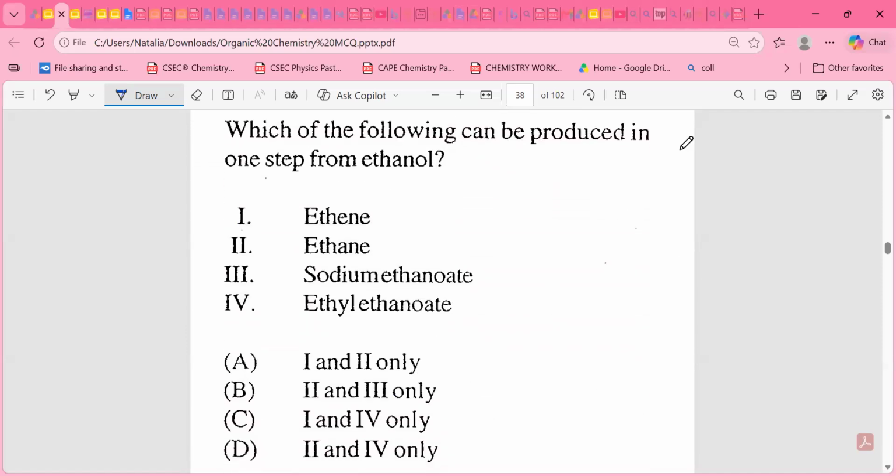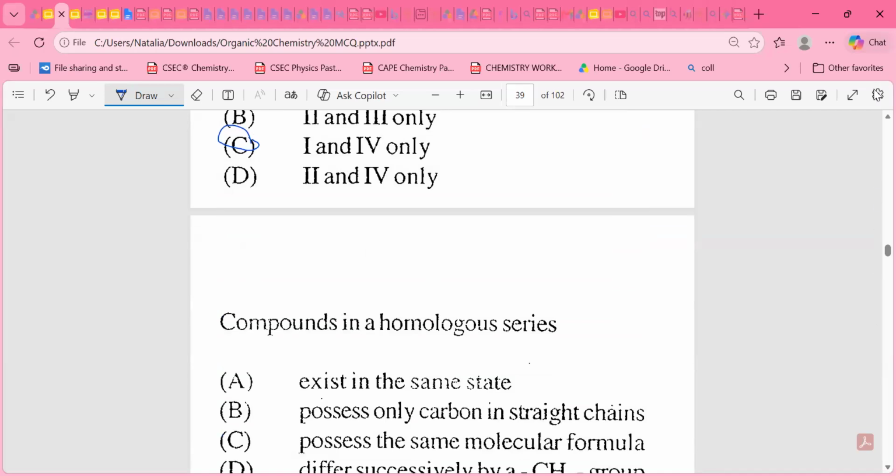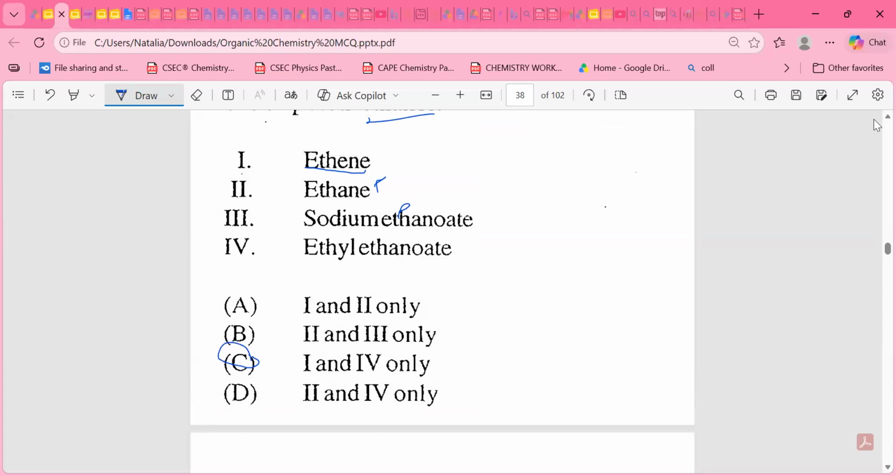Which of the following can be produced in one step from ethanol? So ethanol can produce alkene via dehydration. Ethanol cannot do this. We did this already. What answer? Yes, miss. 1 and 4. 1 and 4 is C.